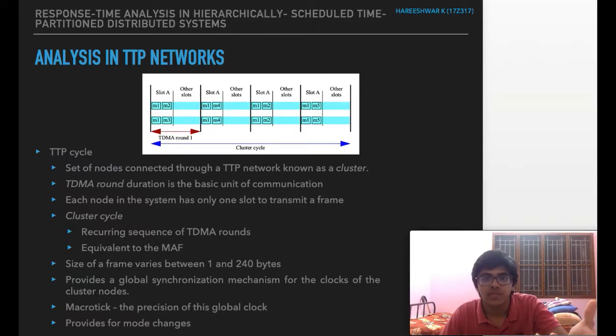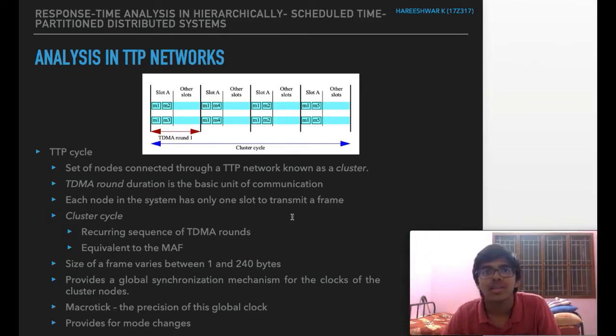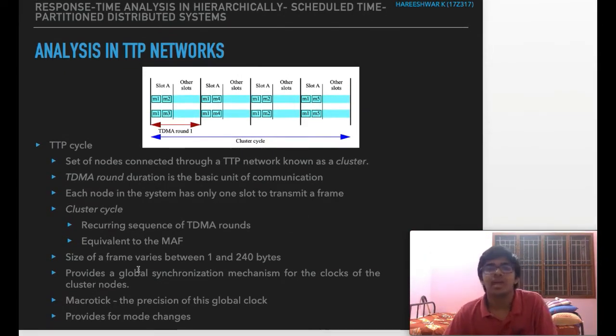This is because the sequence of TDMA rounds is where the different frames can be sent by each node in the system, and therefore this is the total period for which the transmission takes place, and hence it is called a cycle. It's also equivalent to the major frame, since all the frames are being transmitted within this cycle, and hence the cluster cycle is equivalent to the major frame.